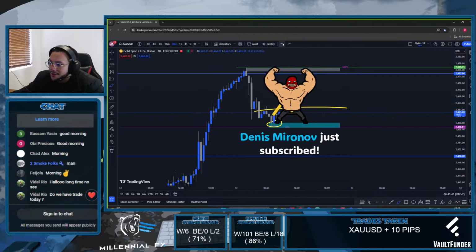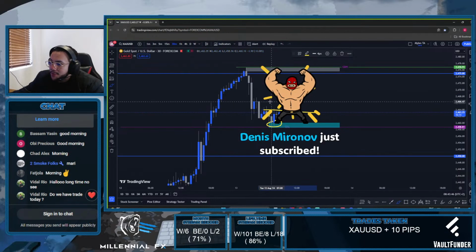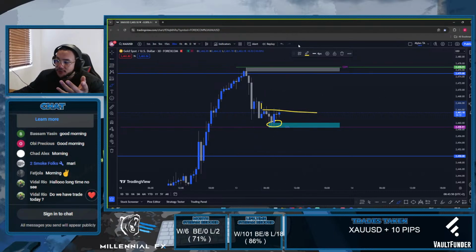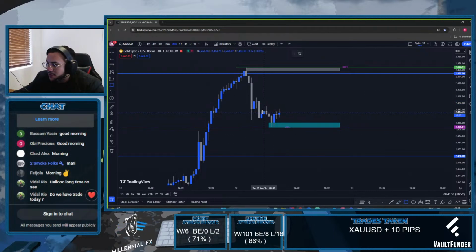So why am I not putting it there, Miles? I'm putting it nearer because I'm going to use this as pretty much the start of the drive, which is already like 15 pips. So that is why I'm going to have my liquidity zone on that 30-minute right here.